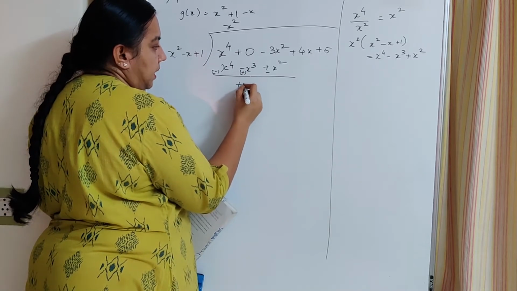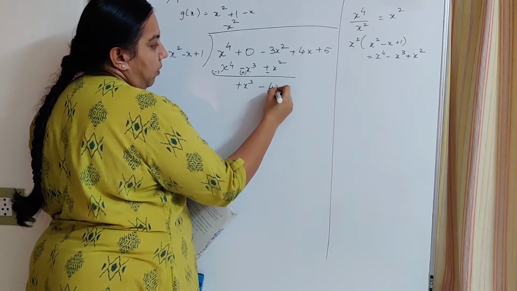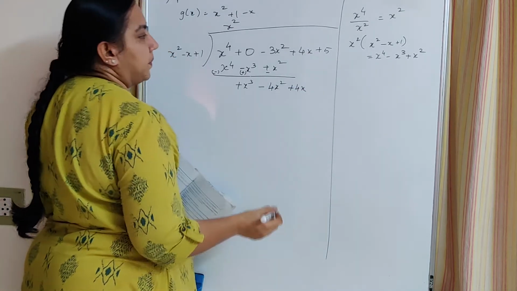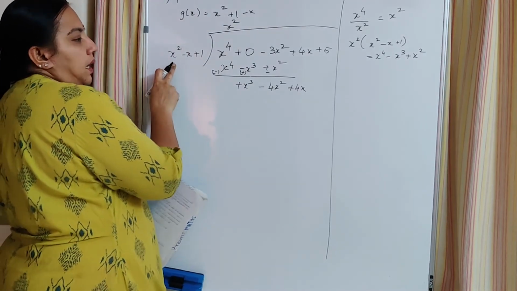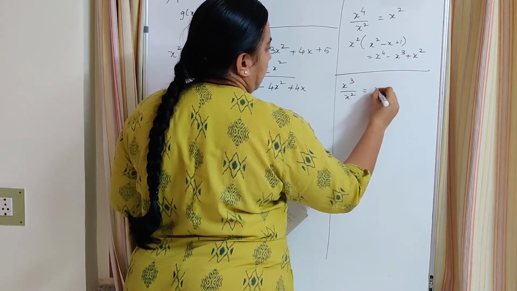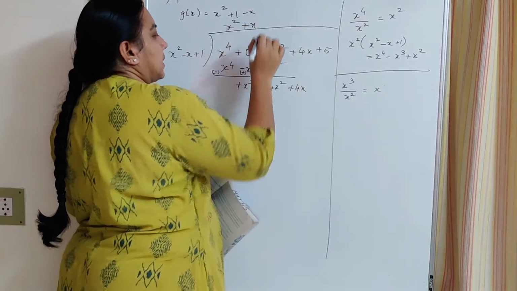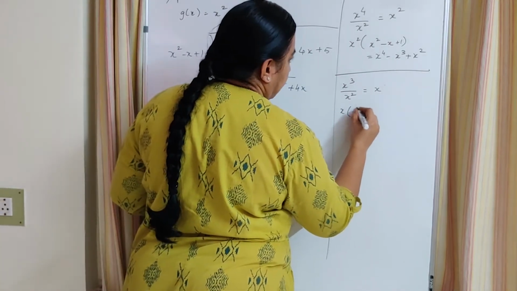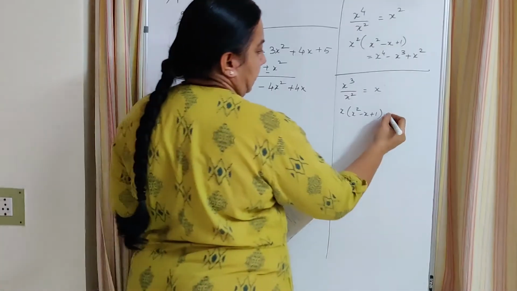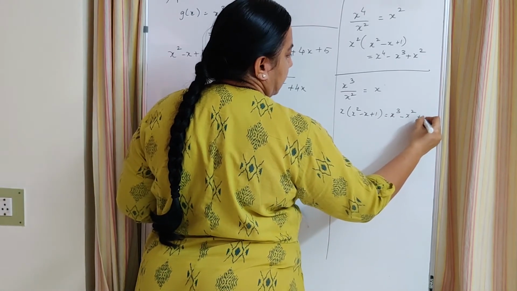So this term gets cancelled. This term comes down as plus x cube, and these two terms, both are minus, so I add it up, 4x square, and bring the next term down. Okay, then I am dividing x cube by x square, and that is equal to x power 1, or else I can write only x. Plus x. Okay, x into x square minus x plus 1. This I have written, I am multiplying it now. x into x square, x cube, minus x square plus x.